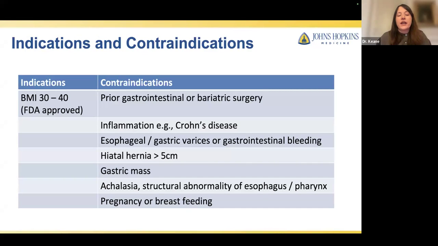Now, an intragastric balloon is FDA approved for a BMI between 30 and 40. We sometimes do it outside of this BMI in particular clinical indications, so we can always discuss that with you. There are some contraindications to an intragastric balloon. If you've had prior surgery on your stomach, we can't place a balloon. Not while you're pregnant, and then there are a number of other things that we look for: inflammation, ulcers, hiatal hernias, that typically we do when we come to do your endoscopy to check you don't have any of these.